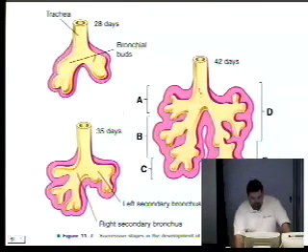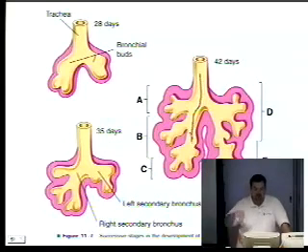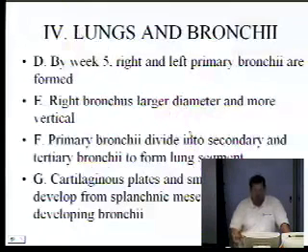There we go. You can see right here. This one is bigger around and is just kind of straight down. And it's a lot easier for something to become lodged in there. And that's known as aspiration pneumonia.